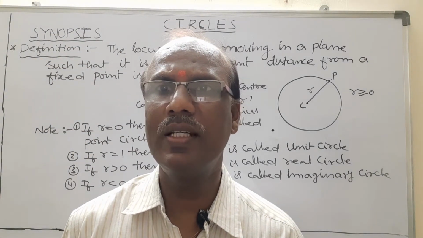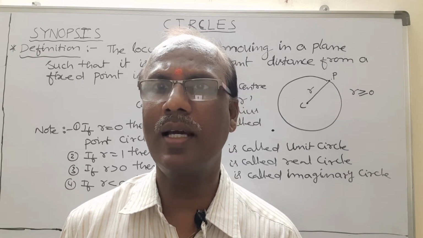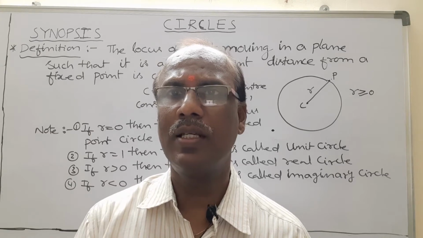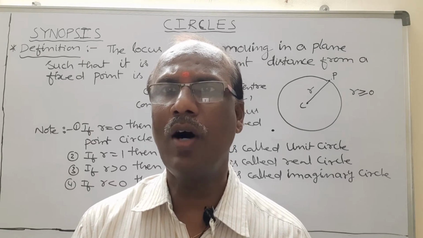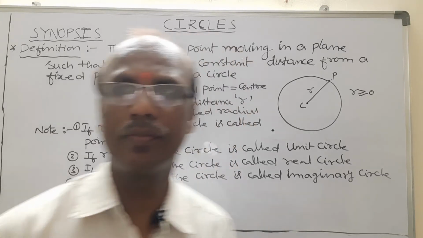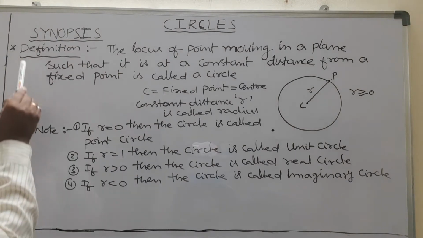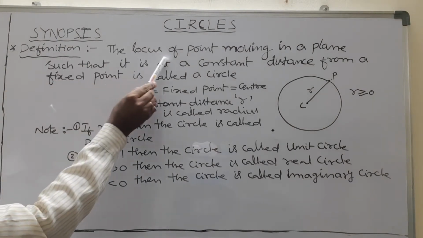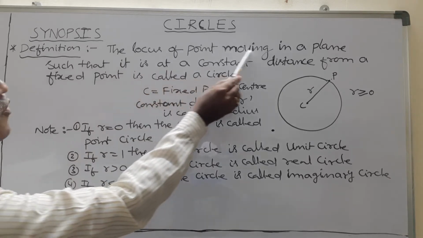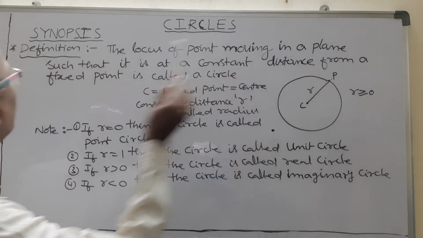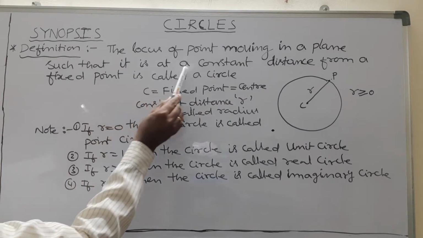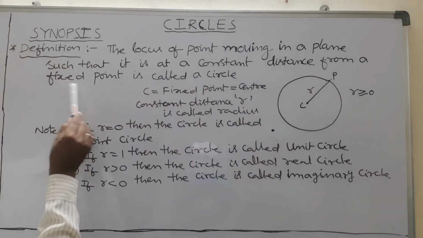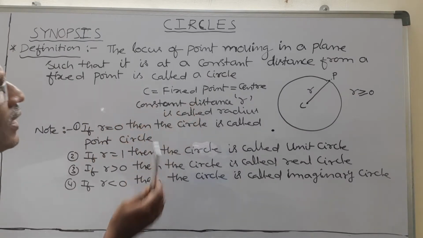In this video series, we discuss circles, the JEE Mains part, the synopsis and formulae. Here is the definition of a circle: the locus of a point moving in a plane such that it is at a constant distance from a fixed point is called a circle.